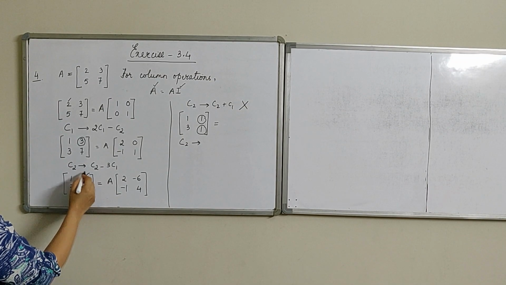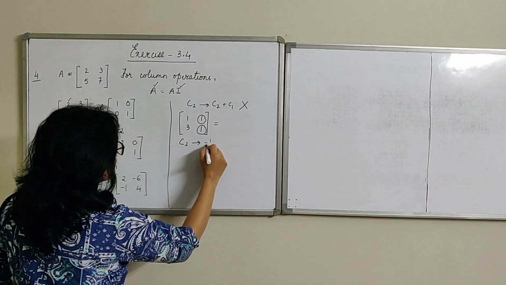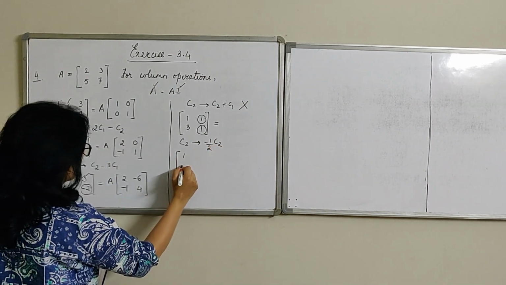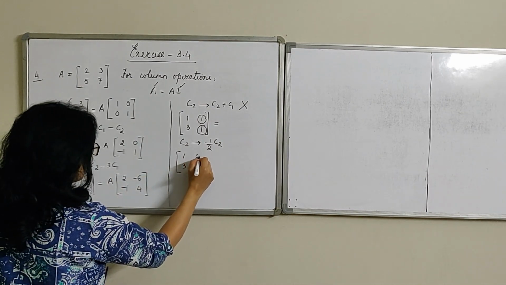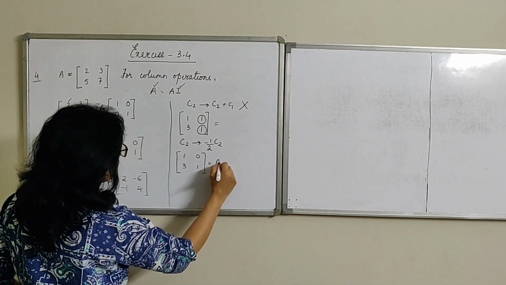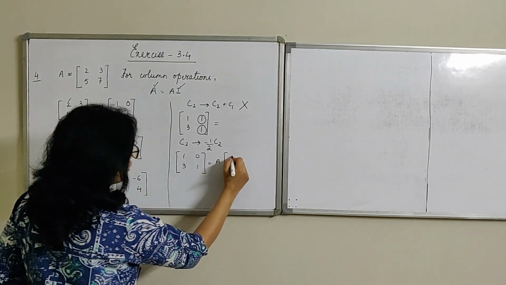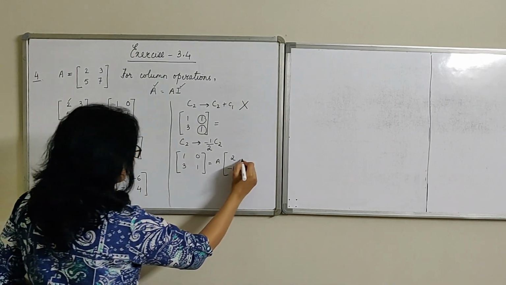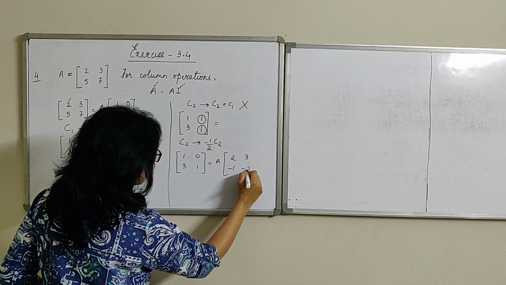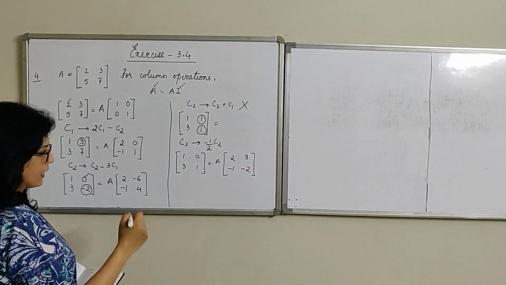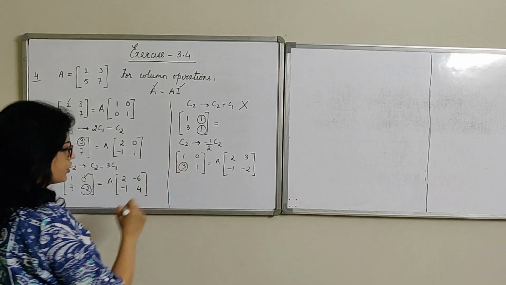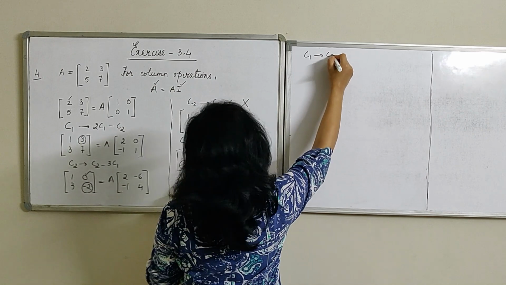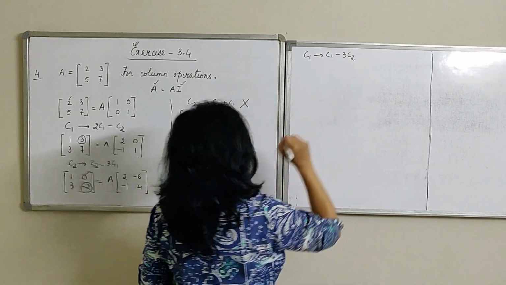Divide the second column by minus 2. So we are multiplying elements of the second column by minus half, and we obtain the first column 1, 3. The second one is this. On the right hand side, first column remains as such. The second column, minus half of this, 3 minus half of this, minus 2. So now our last step, where we need to convert this into a 0. The element is present in first column. So first column minus 3 times element of the second column.